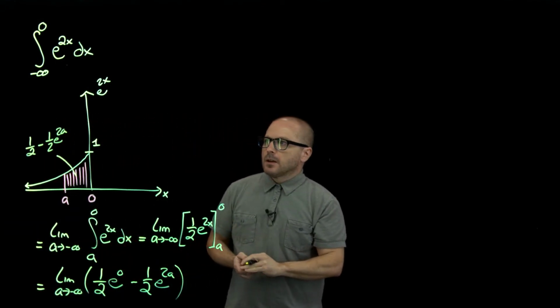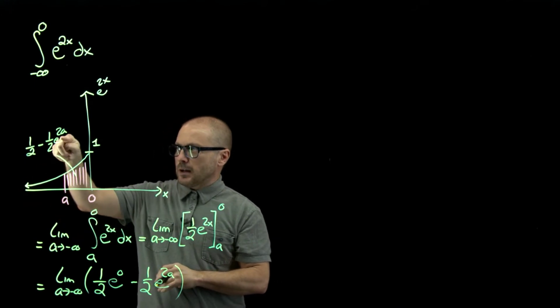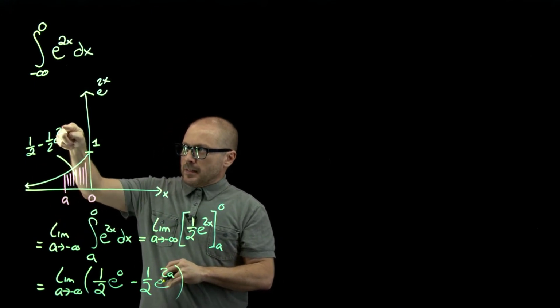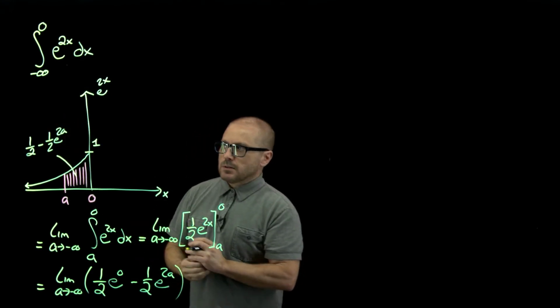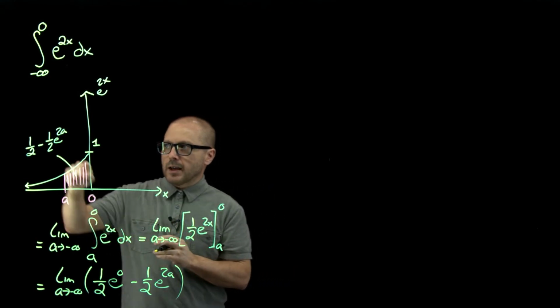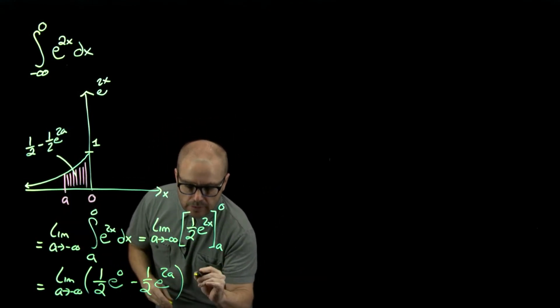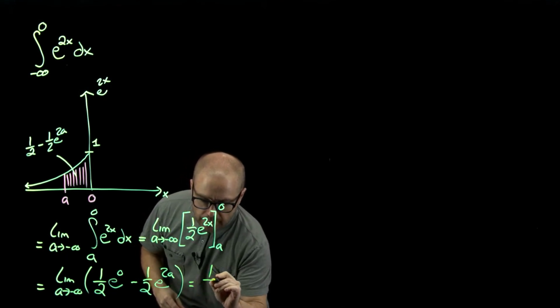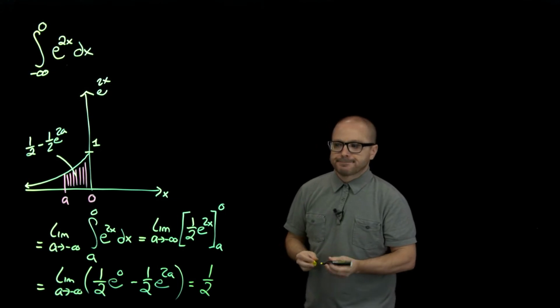And then what happens as a goes to negative infinity? Well, then you're taking e to larger and larger negative numbers, right? 2 times a negative number is a negative number, and it's just getting more and more negative. So that's heading to 0. So we just end up with 1/2.